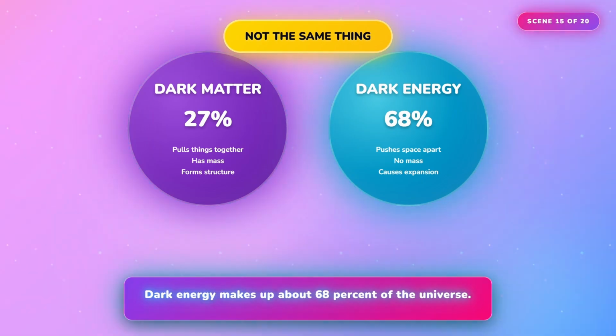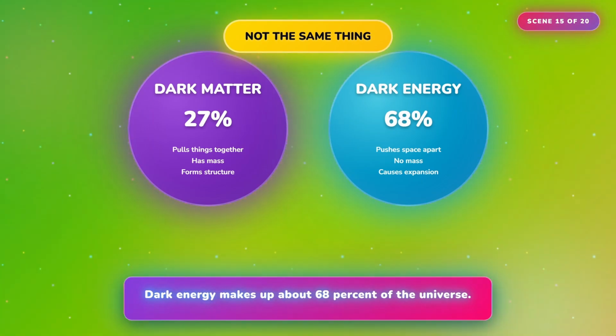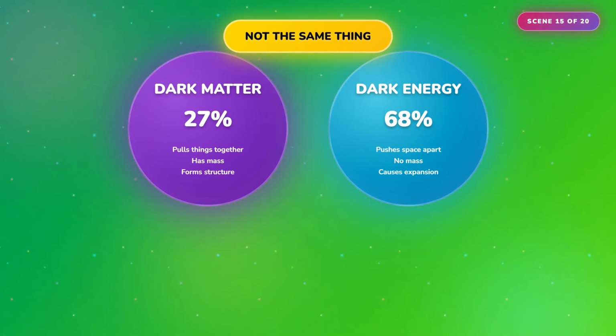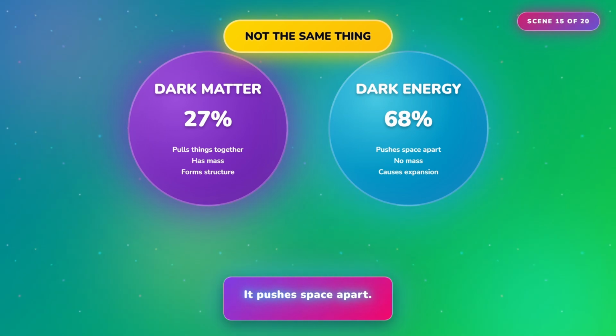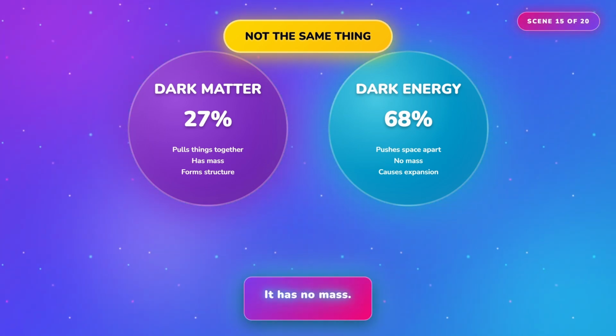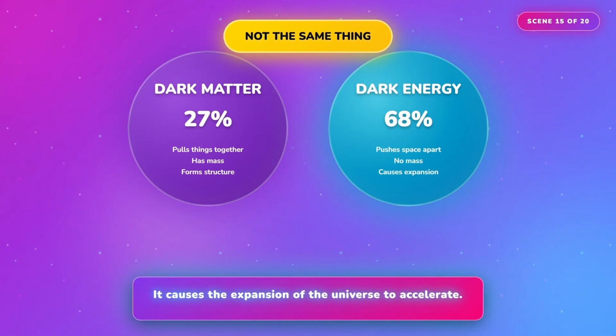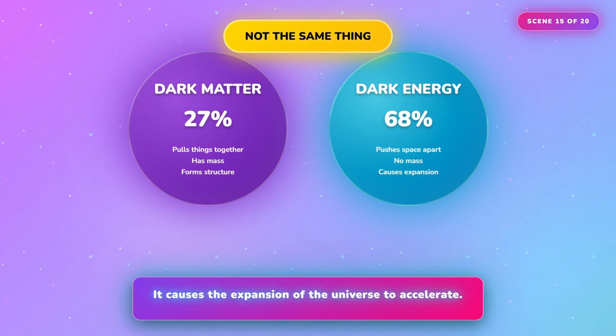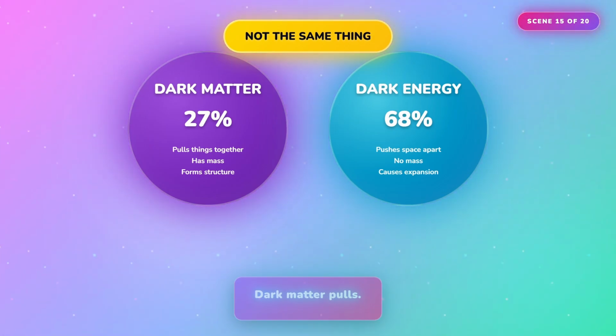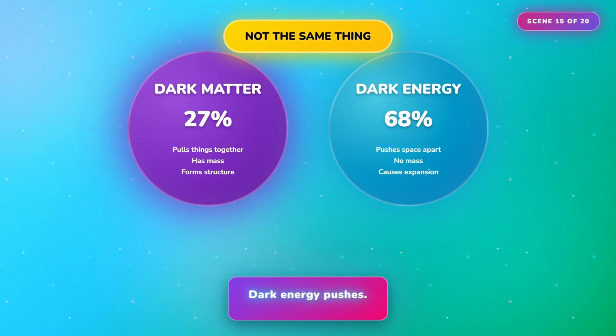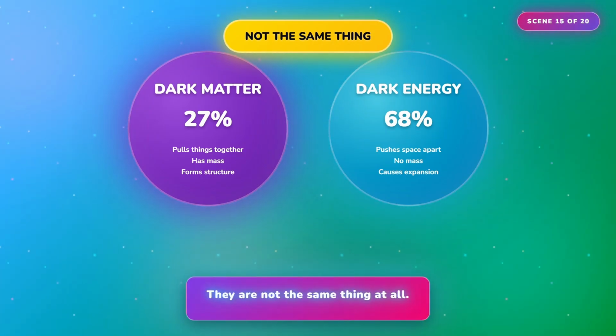Dark energy makes up about 68% of the universe. It pushes space apart. It has no mass. It causes the expansion of the universe to accelerate. Dark matter pulls. Dark energy pushes. They are not the same thing at all.